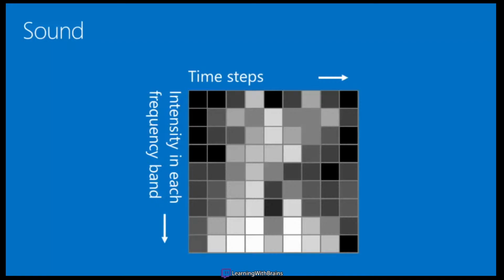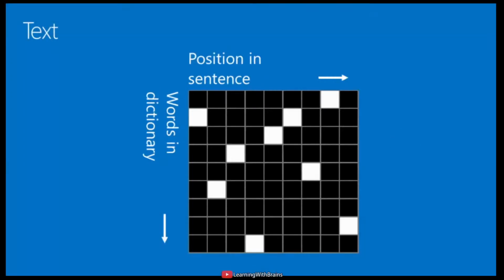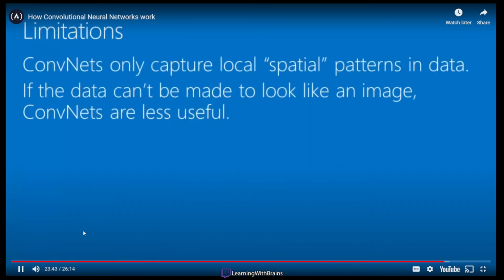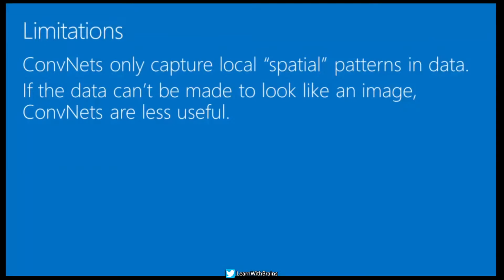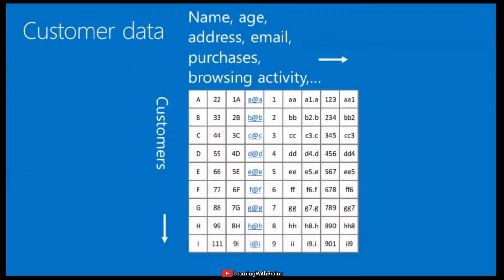You can also chop it up into different frequency bands, bass, mid-range, and you can do something similar with text, where the position in the sentence becomes the column and the row is words in a dictionary. The thing that matters is that convolutional neural networks are really designed to capture local spatial patterns. Now consider data where each row is a separate customer, and each column is a separate piece of information about that customer, such as their name, their address, what they bought, what websites they visited.